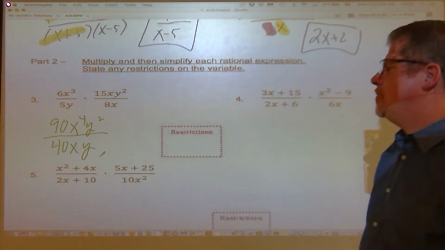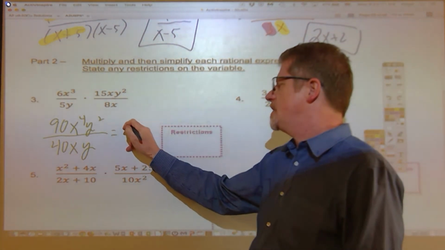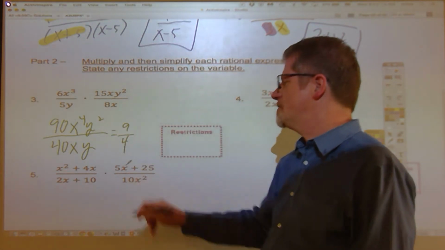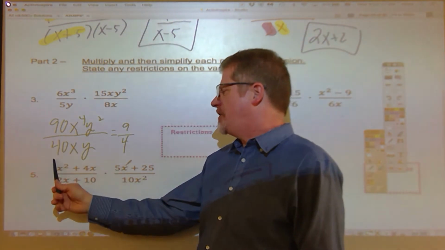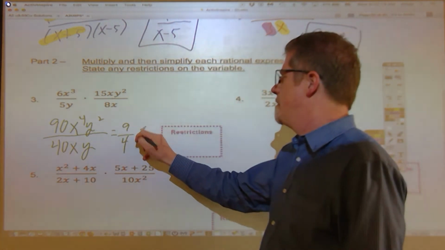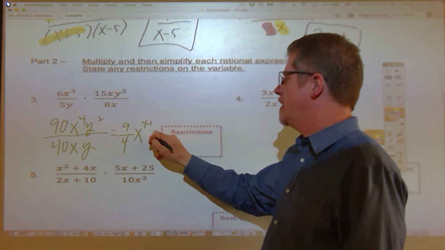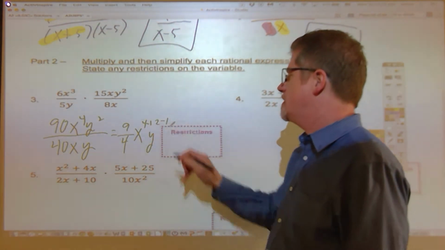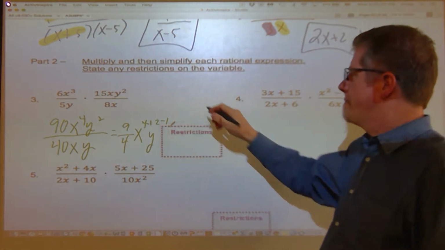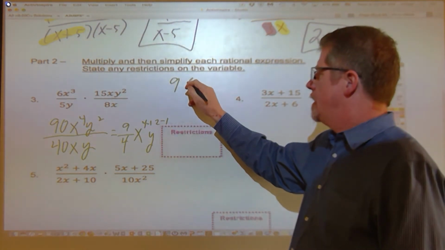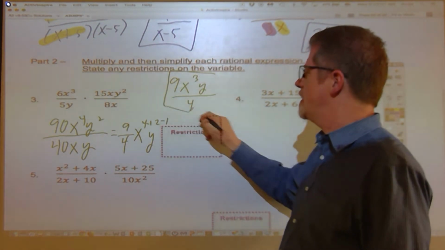The second move is divide, subtract. Because we're dividing exponential expressions, we're going to subtract the exponents. It's been my belief for years that 90 divided by 40 is 9/4. And then divide, subtract gives us x to the 4 minus 1, y to the 2 minus 1. So 9x cubed y over 4 should be the final answer.